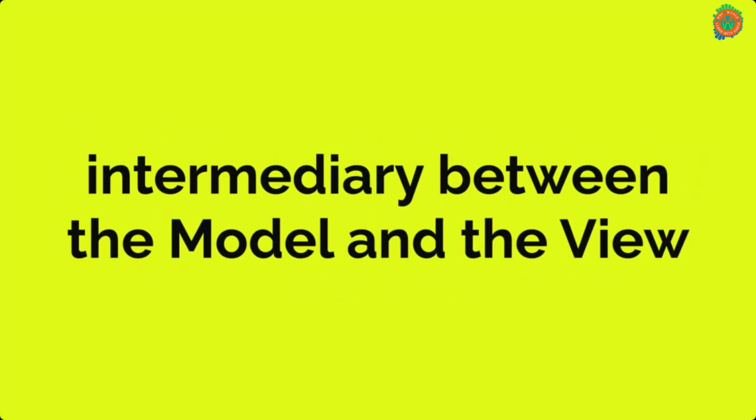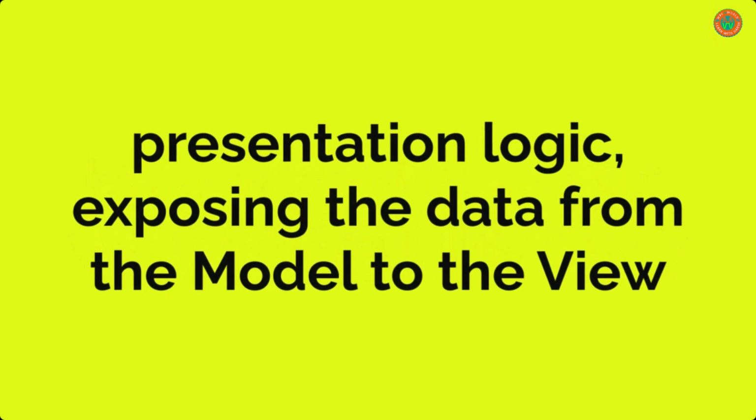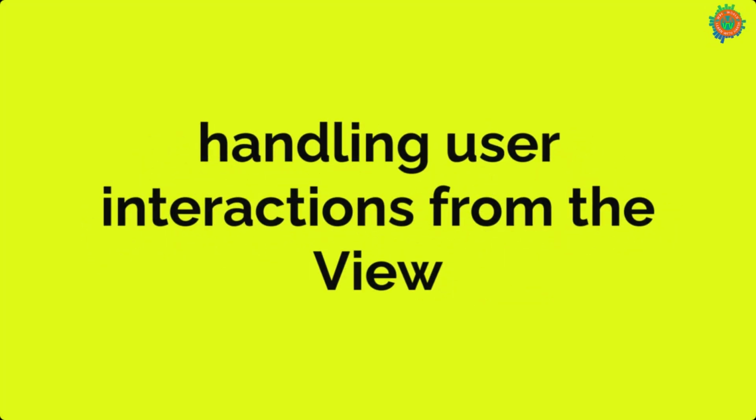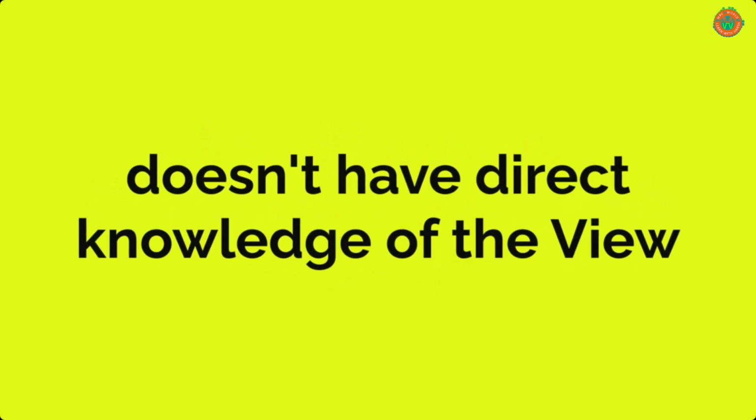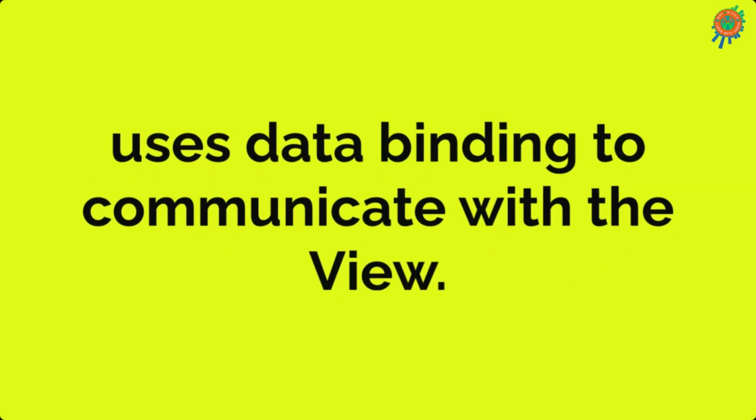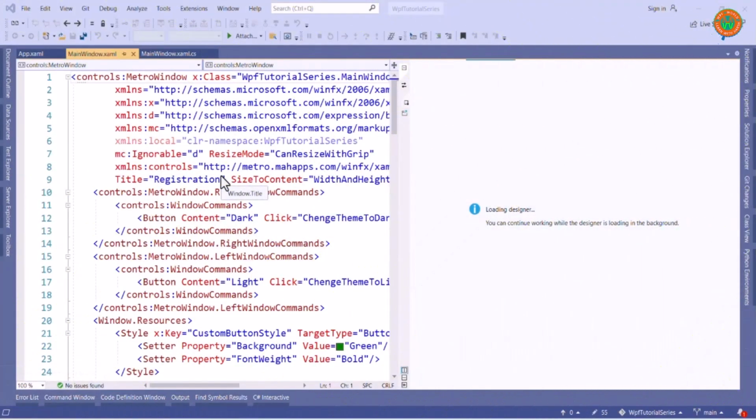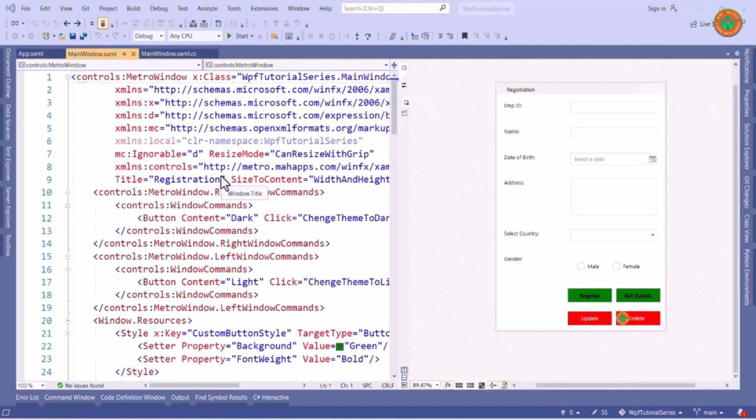Now, what is the view model? The view model acts as an intermediary between the model and the view. It contains the presentation logic, exposing the data from the model to the view, as well as handling user interaction from the view. The view model does not have direct knowledge of views. Instead, it uses data binding to communicate with the view. Now we will see a practical example of how to implement the MVVM pattern in our WPF application.